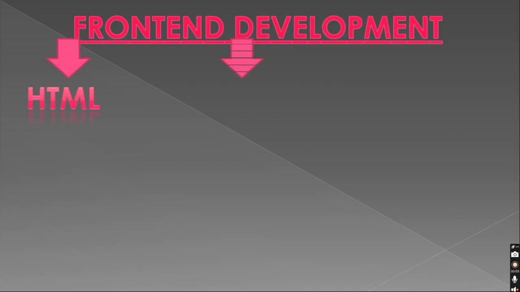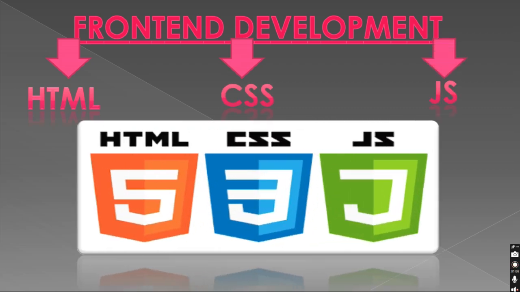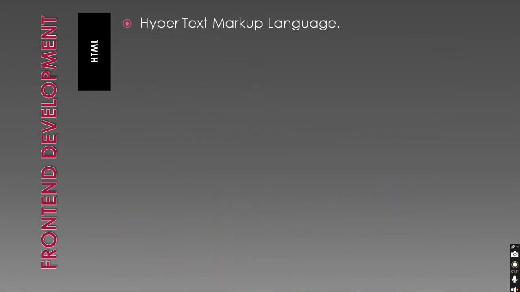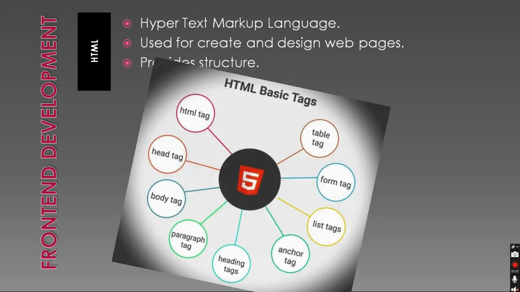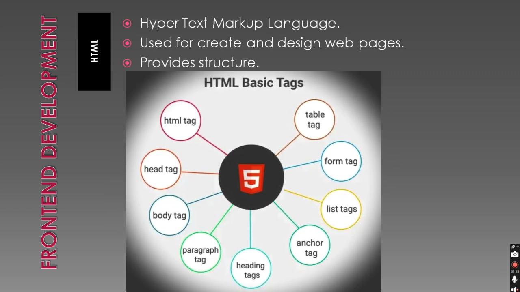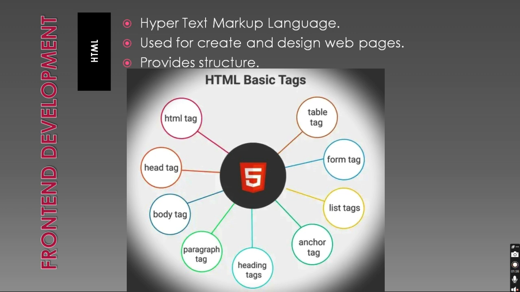HTML, CSS and JavaScript are the fundamental building blocks to learn front-end web development. So let's start with HTML. HTML stands for Hypertext Markup Language. Used to create and design web pages and web applications, HTML provides the basic structure of web content. The structure of an HTML document is built using elements which are represented by tags. For example, div, span, anchor tag, h1 tag, p tag, table tag, and so on.